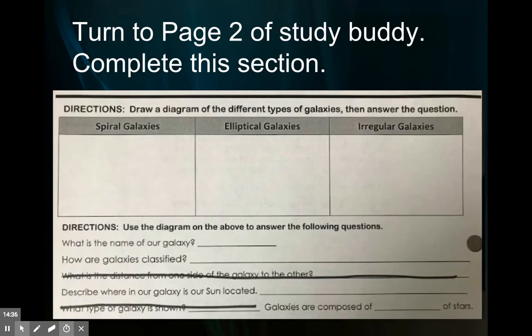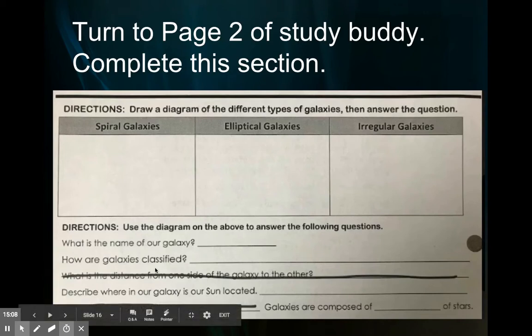All right, so I want you to turn to page 2 of your study buddy, and we're going to go ahead and complete this section. It says, draw a diagram of the different types of galaxies, then answer the question. So here you're going to draw a picture of a spiral, of an elliptical, and then of an irregular. And then you have some questions that follow.